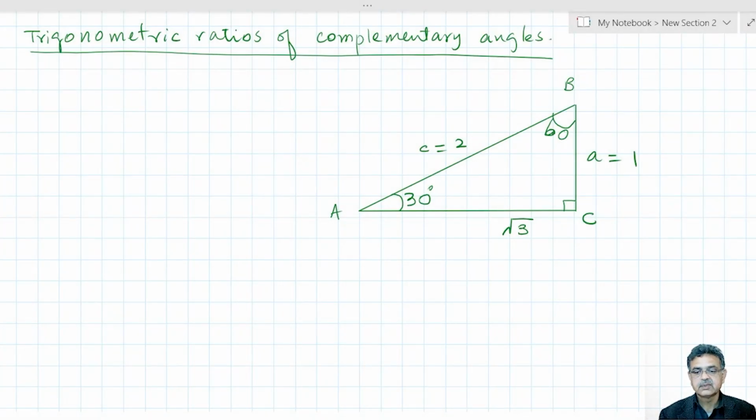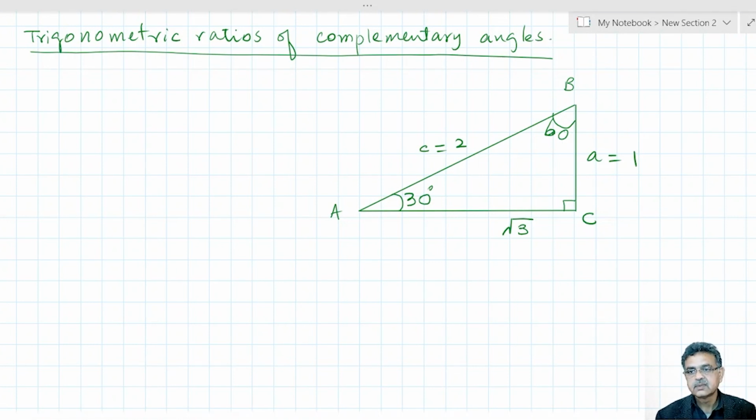So, complementary angles and their trigonometric ratios. Let's see. Actually, we have already discussed special angles. Now, special angles were 30, 45 and 60.